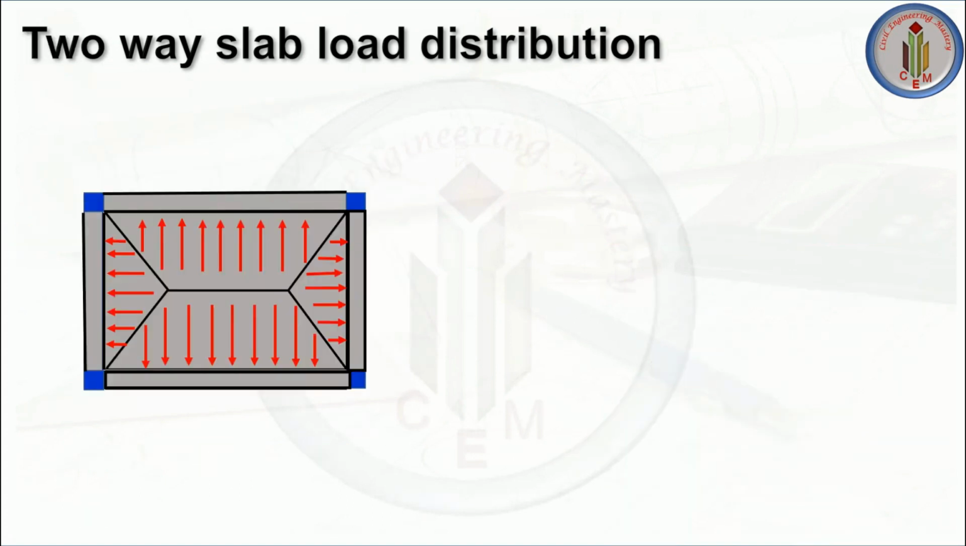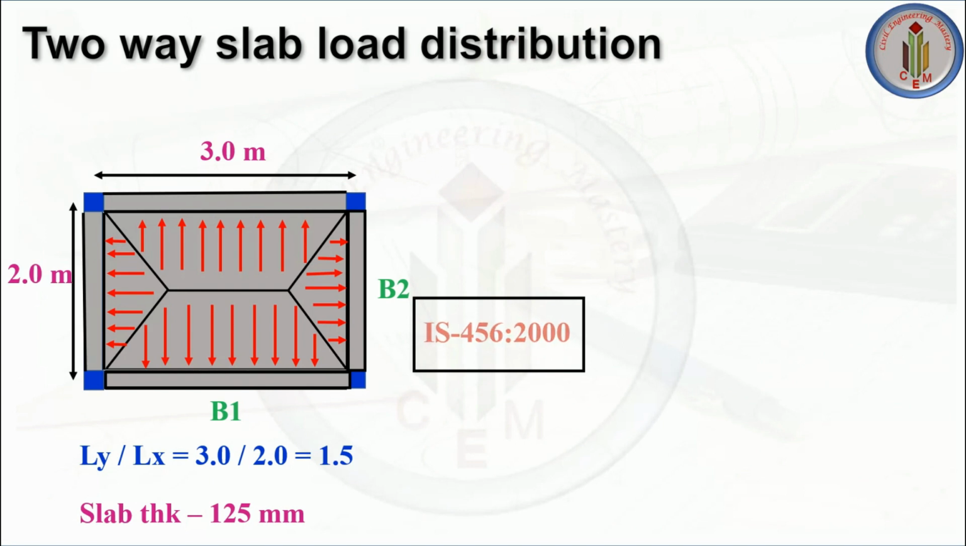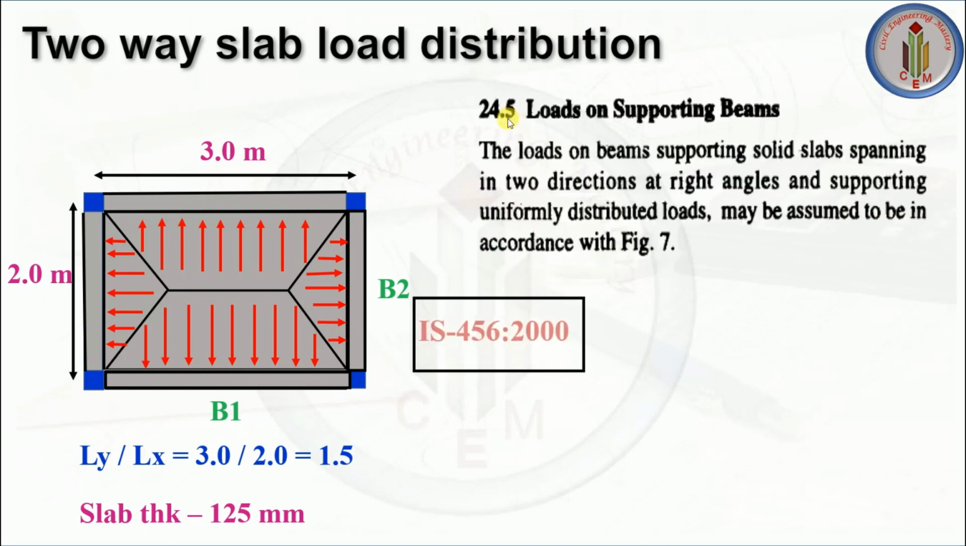Next, let's see two-way slab load distribution. So this is the longer span, 3 meter. This is the shorter span, 2 meter. Ly by Lx, if you calculate, it is 1.5, which is less than 2. So it is a two-way slab. Here also the same slab thickness, that is 125 mm. So as per IS 456-2000, clause number 24.5, loads on supporting beams.